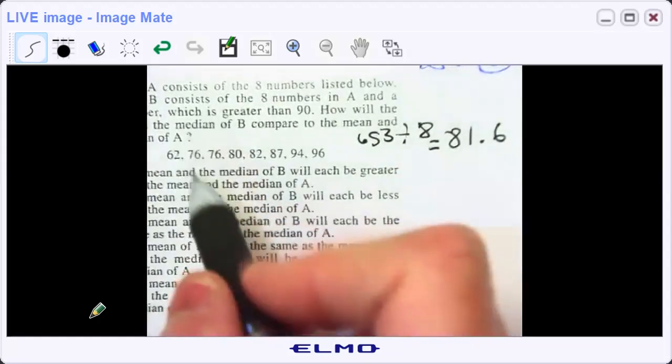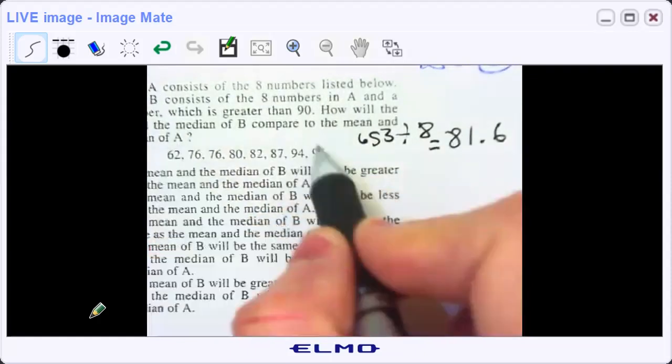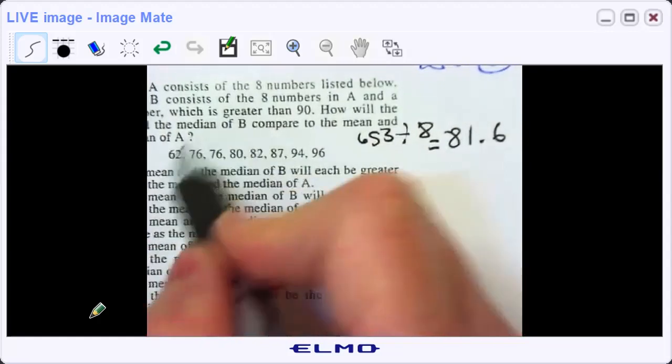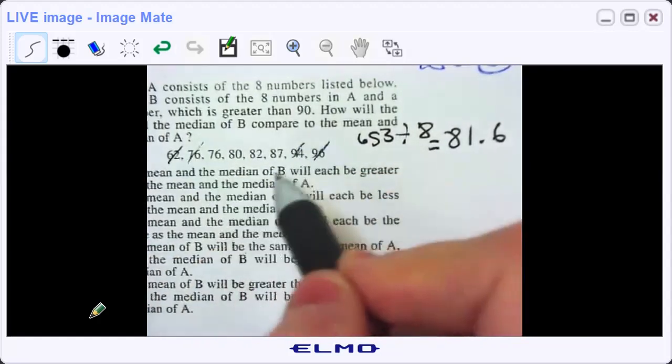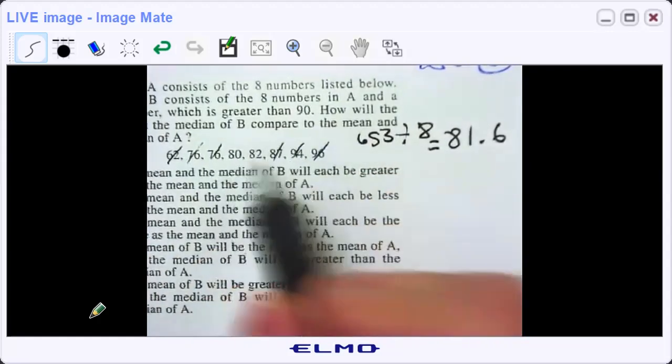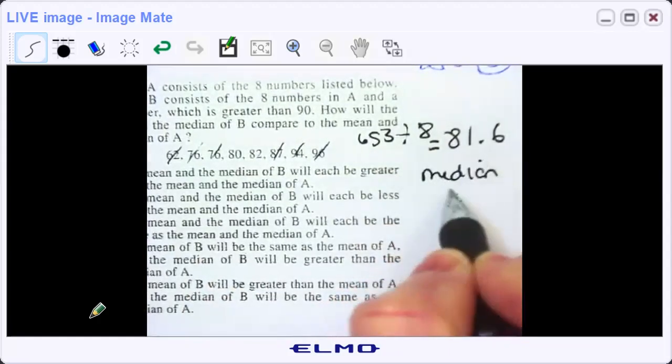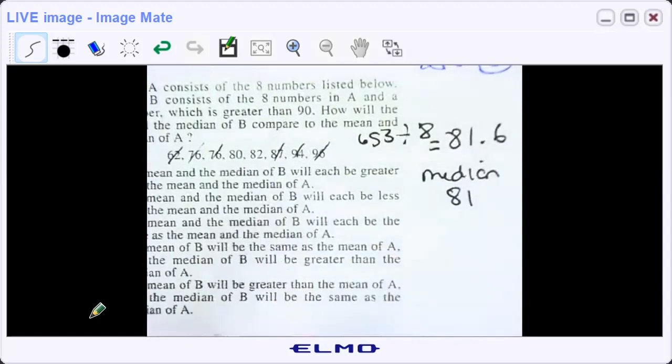I'm not going to really cross them out. Well, I need to because I'm getting messed up. Cross out. Okay, so the median is going to be 81, the number between 80 and 82.